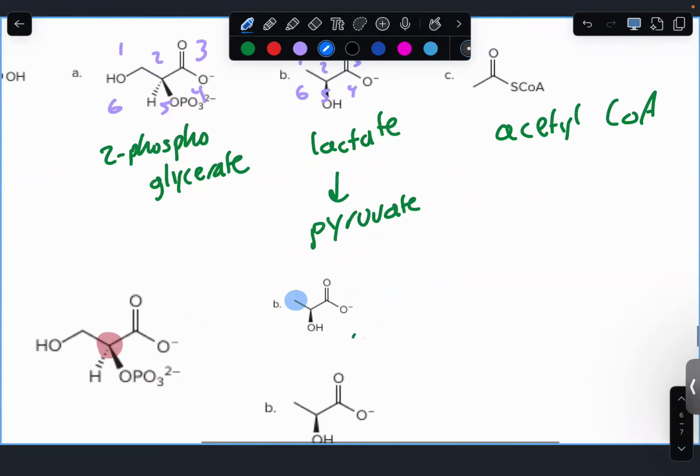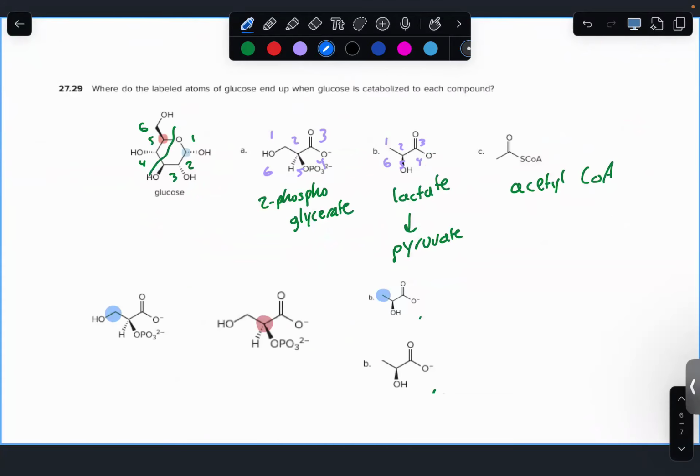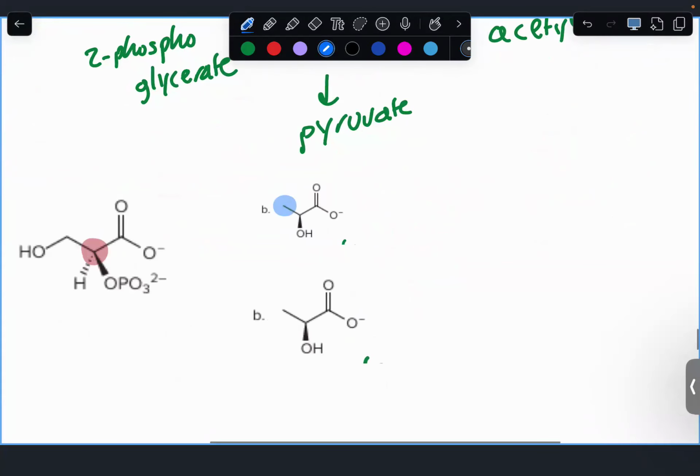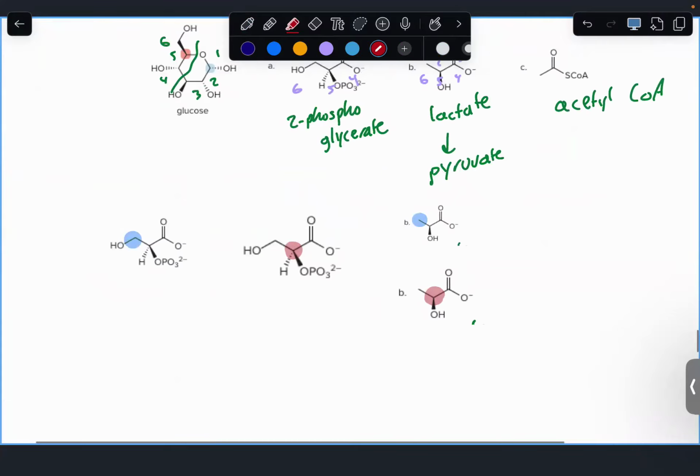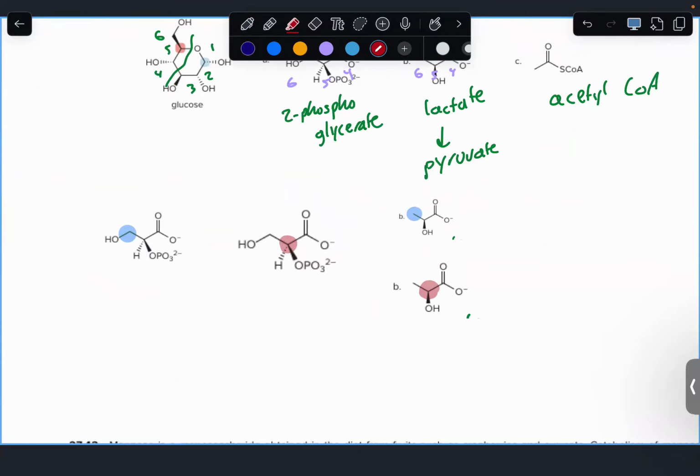Okay, carbon 5 was here. Where's it going to show up in the other molecule of pyruvate? So this is why I drew it twice. They will show up in 2 different molecules that are the same. They're 2 different molecules of the same chemical.